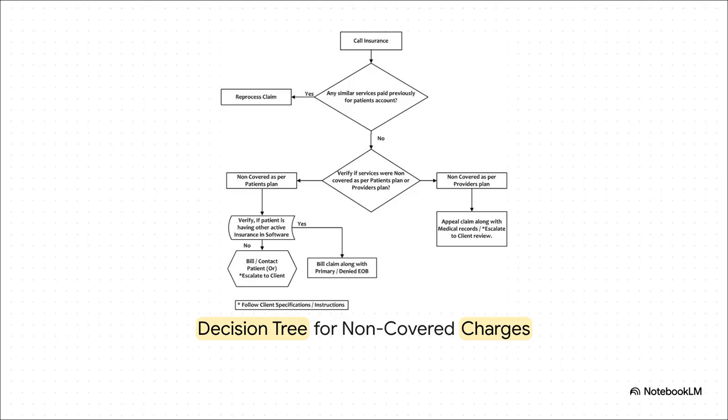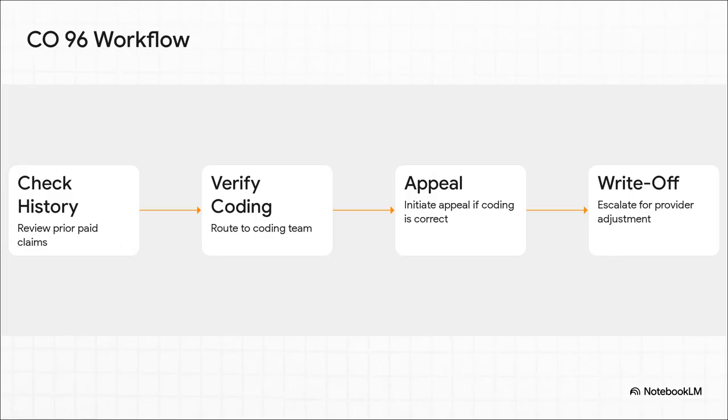Keep this logical flow in the back of your mind. It's a real game changer. Now, let's flip the script and look at the CO96 workflow. Notice something big here? We are not checking for secondary insurance, and we are absolutely not billing the patient.